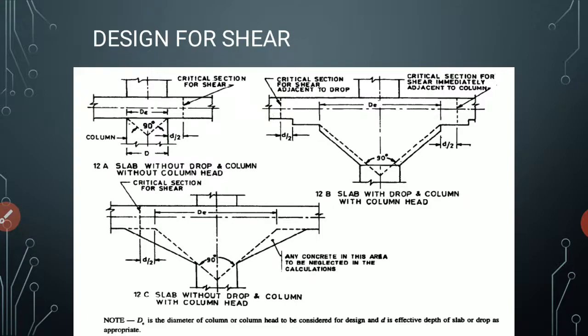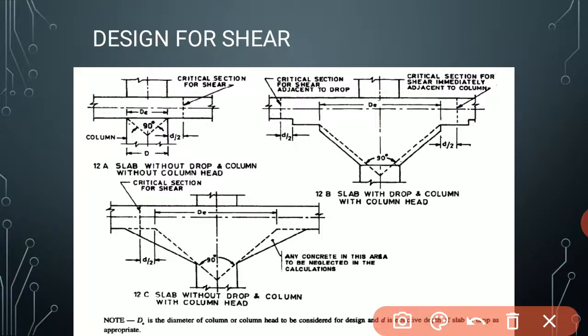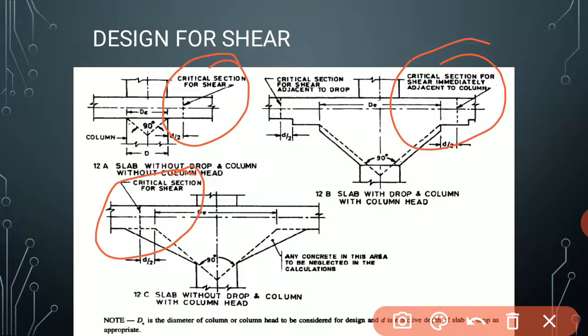So these clauses are for design of shear. These are the critical sections. Accordingly, we are supposed to design if we got any type of section like this. Obviously, the critical section for shear shall be at a distance of d by 2 from the periphery of column or column capital or drop. So you can see everywhere it is d by 2 distance.